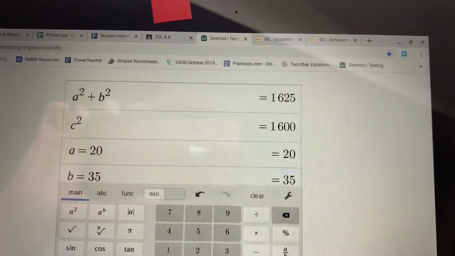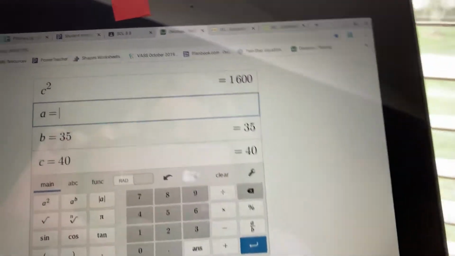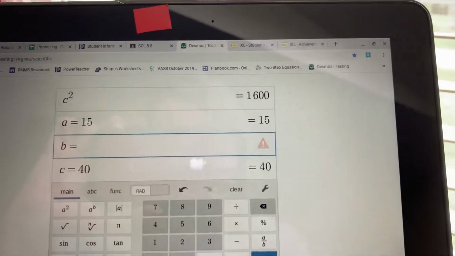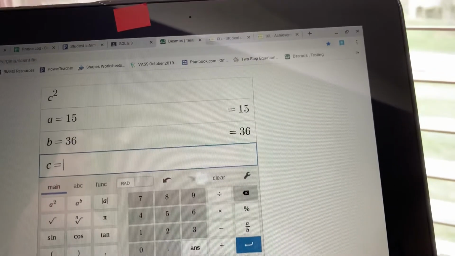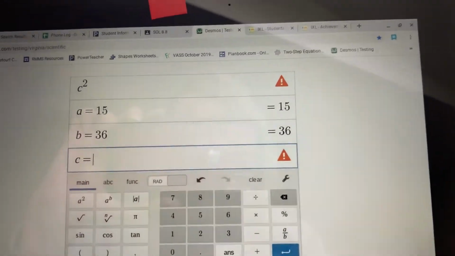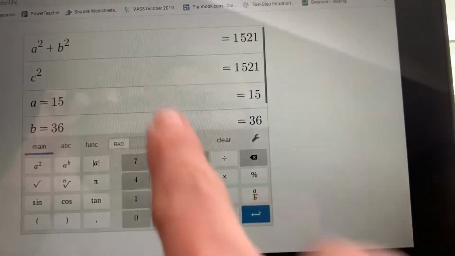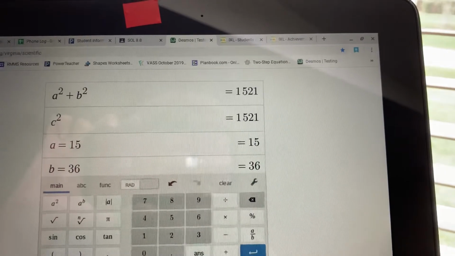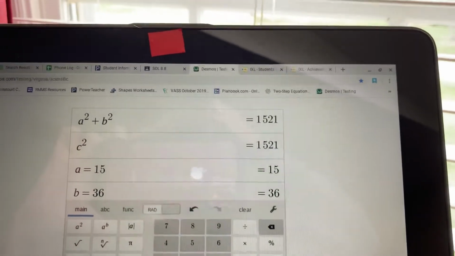B, we have 15, 36, and 39. So let's change these. 15, 36, and for the last one we had 39. And I have 1521 and 1521. So B is an answer. But we got to keep going because it said all the correct answers. So let's look at C.